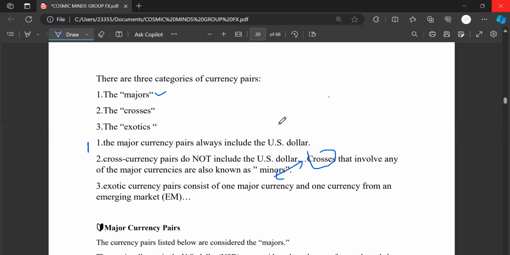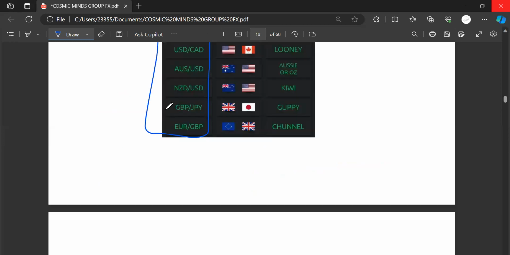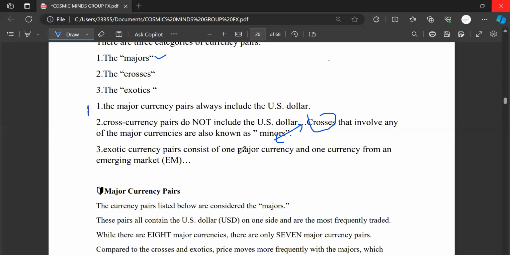So any one of the major currencies with any other pair. This one is not, because they are pairing within the same major currencies. So this is not one of them. You can look at it with a Google search or YouTube and have a look at them. So any of them with any other pair is a cross. Cross currency pairs do not include the US dollar. Crosses that involve any of the major currencies are also known as minors.